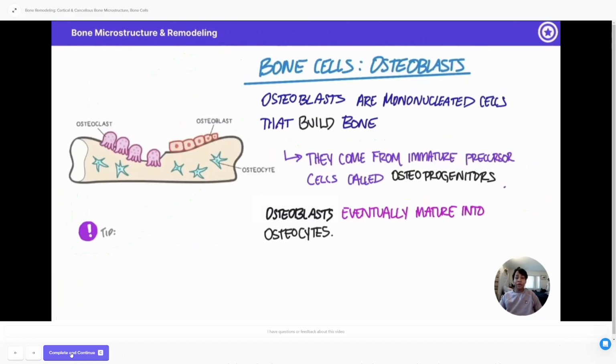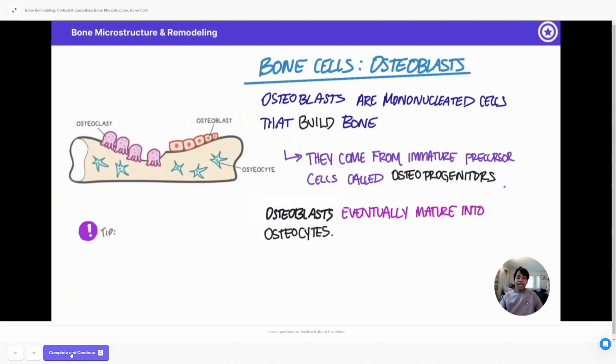Okay, so what about the bone cells that actually live within the osteons? What are they doing? Well, first up, we've got osteoblasts. And osteoblasts are responsible for building bone. So if you'll notice, the osteoblasts will be these little guys here. And they'll have one dot in the center of their cells in this diagram. And that's just simply to represent that they are mononucleated cells and that they only have one nucleus.